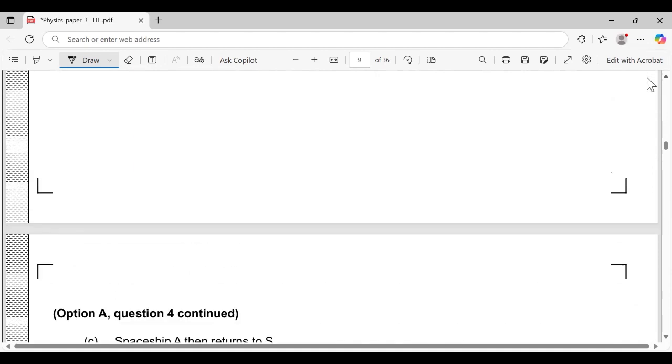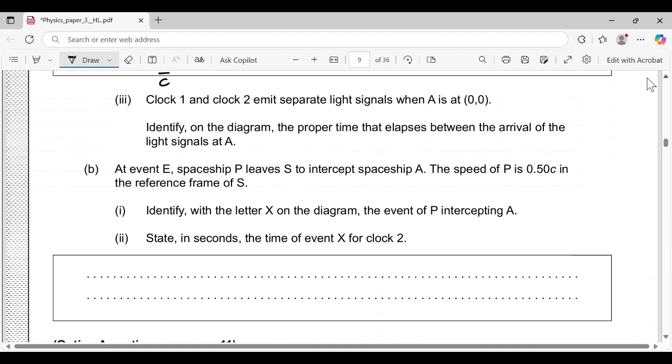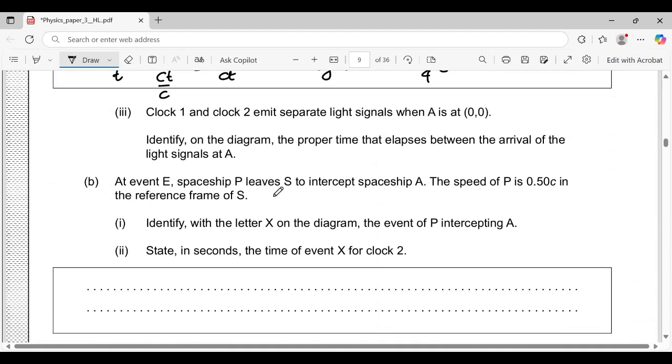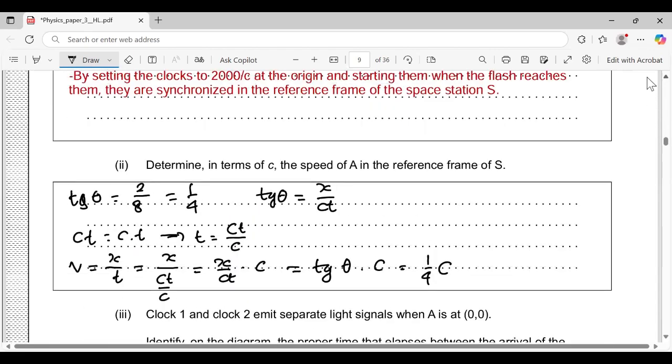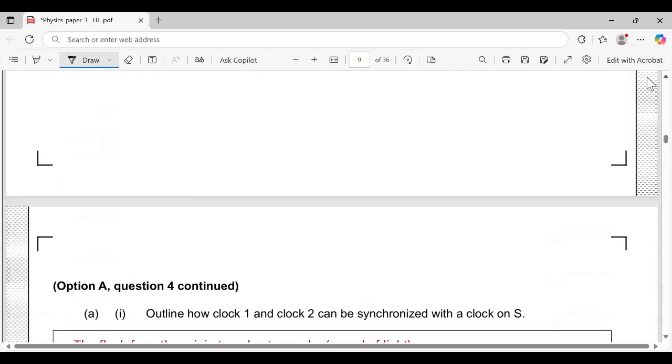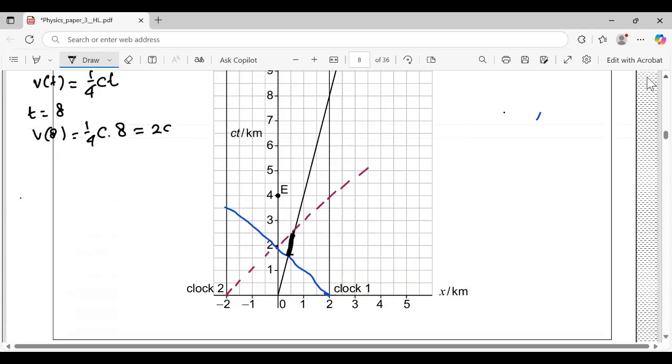Oh, sorry, B first. Event E: spaceship P leaves S to intercept spaceship A. The speed of P is 0.50 c in the reference frame of S. Identify with the letter X on the diagram the event of P intercepting A. Okay, so I will go and show you through this diagram.